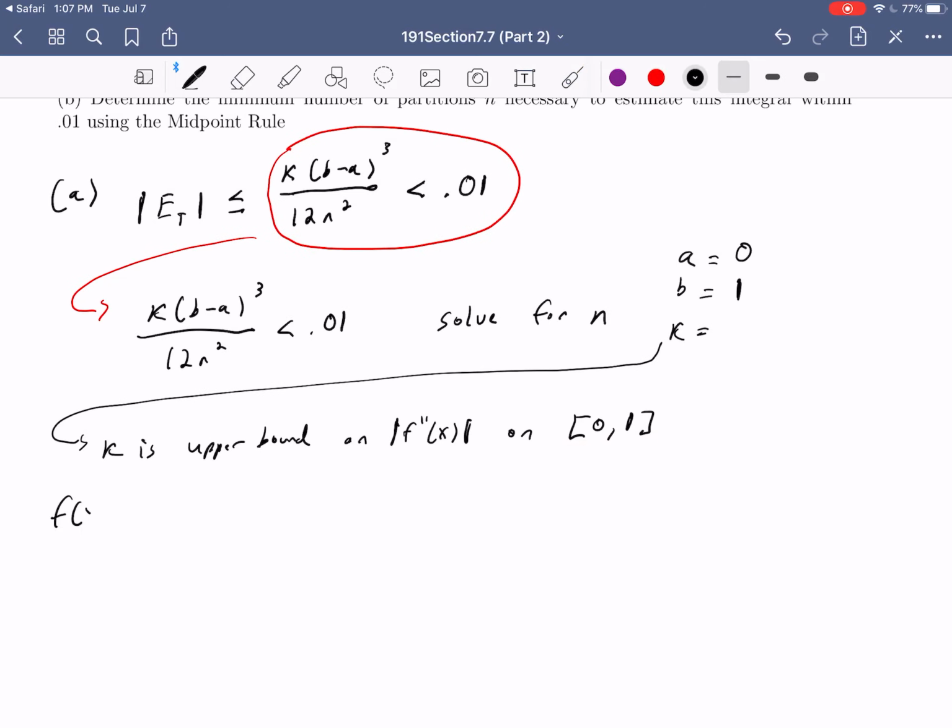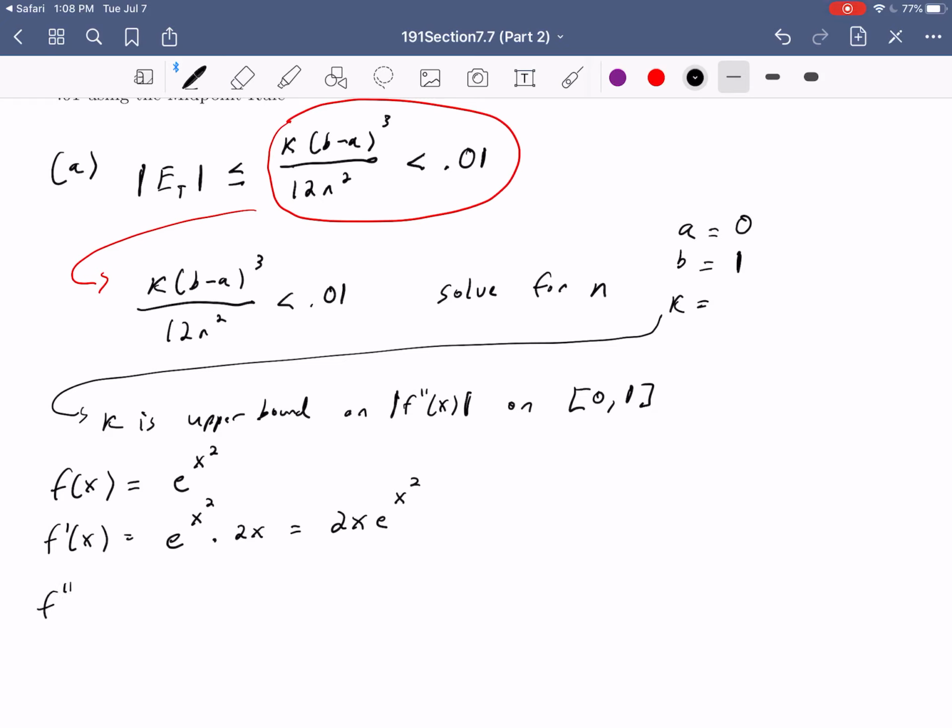Okay, so our f of x here is e to the x squared. That means for our derivative, we're going to have to use the chain rule. We get e to the x squared, and then times the derivative of the inside, which is that x squared, so we get times 2x. So we have 2x e to the x squared.